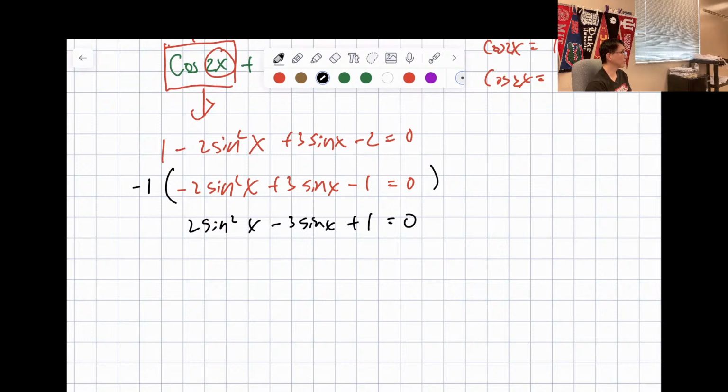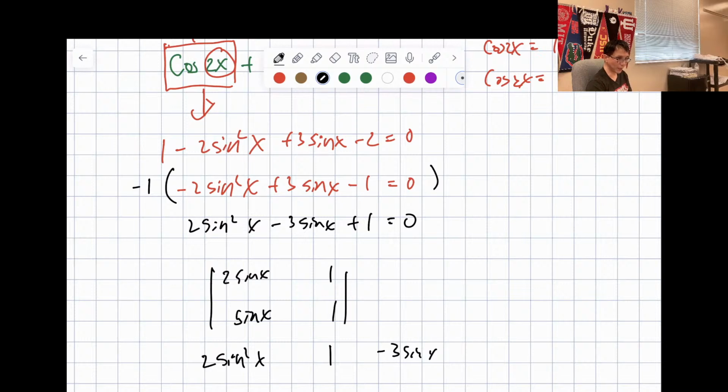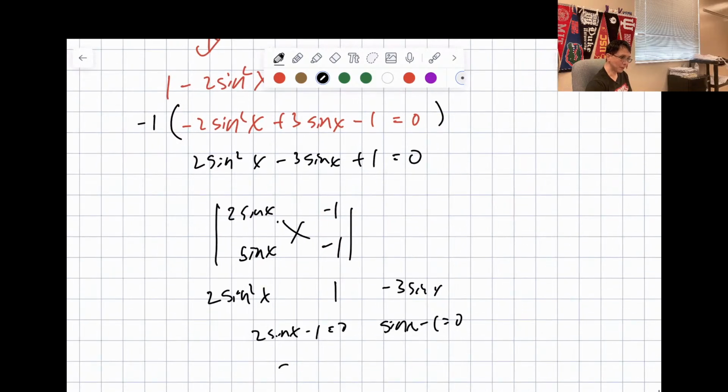You guys solved it? Box 2 sine squared of x minus 3 sine of x plus 1, factoring into 2 sine of x minus 1 and sine of x minus 1, equal to 0. Sine of x equal to 1/2, or sine of x equal to 1. X equal to pi over 2, 5 pi over 6, or pi over 6. And there you go. Those are all the solutions here.